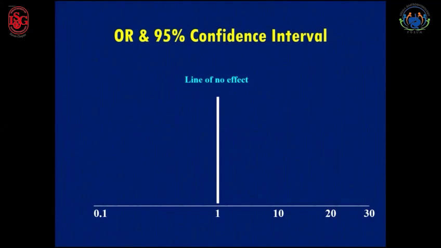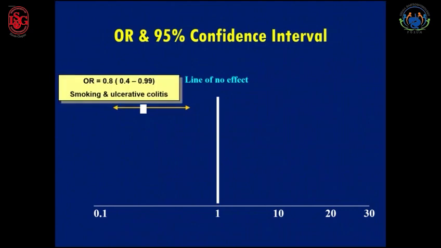Let us now examine the odds ratio, the point estimates, and the confidence interval with the help of an odds ratio diagram. Here we find a line at 1, which is the line of no effect. So let us see 3 exposures. Here we find an exposure with a confidence interval whose upper limit is below 1, which means that the exposure is lower in the study group compared to the controls.